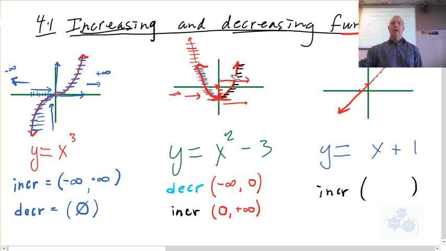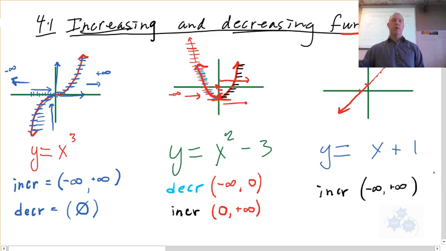Forget it. Okay, so we've got an interval where it's decreasing and an interval where it's increasing. Now what about this one over here? This is y equals x plus 1, this graph right here. So it's increasing all the time, again everywhere, right? So from negative infinity to positive infinity.